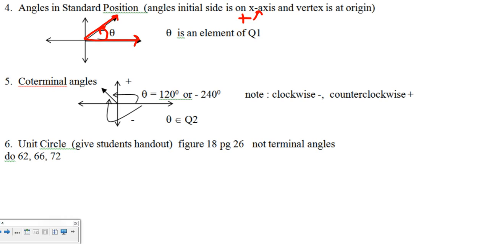This is what you learned before on positive and negative angles. Positive angles are counterclockwise, negative angles would actually be the opposite direction, which is clockwise, and that's going to be negative. So that's where it's coming up.